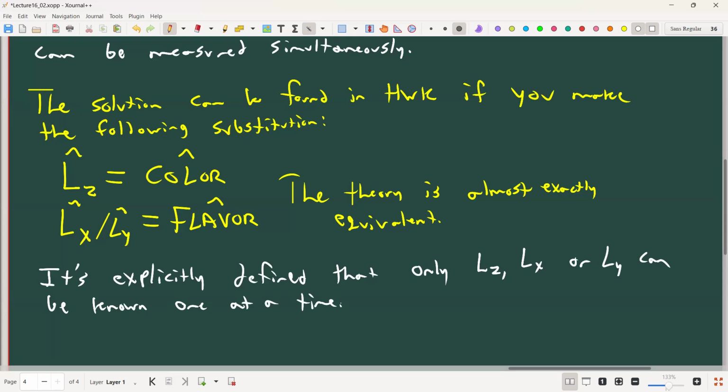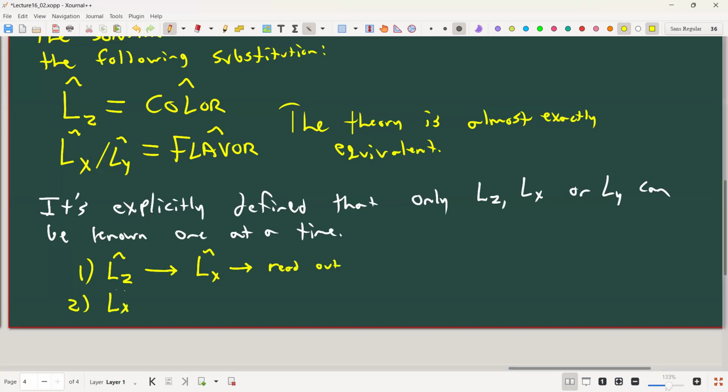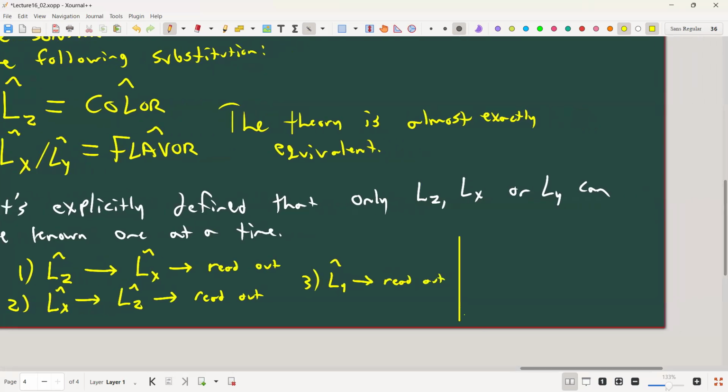Imagine that we do two measurements back to back. It's a very interesting thing. So if I make a measurement, let's say for instance, I first measure LZ, and then I measure LX, and then read out. Then I measure LX, and then measure LZ, and then read out. And then finally I just measure LY, and then I read out. Okay, and I do this experiment in this way.